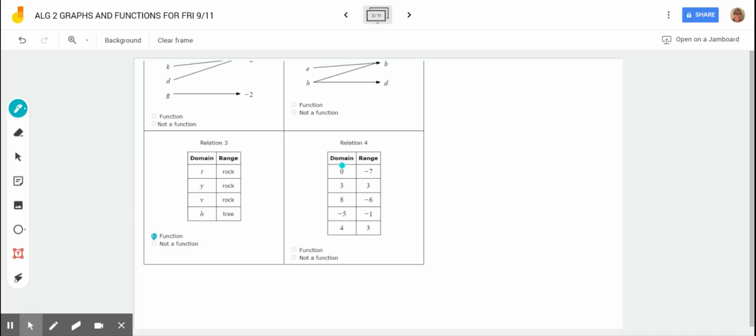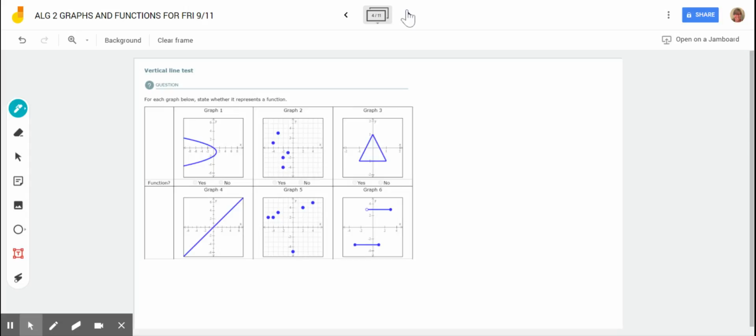Okay, take a look at this one. 0, 3, 8, -5, and 4. Nothing is repeating, so this is also a function. Had this been 8 down here, what if they had put 8, 2? Guess what? That would not have been a function because there were two occurrences of the domain value 8 with two different values.